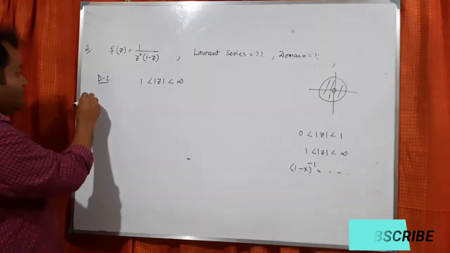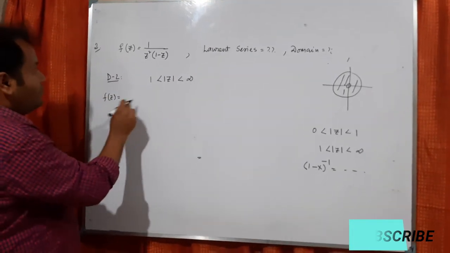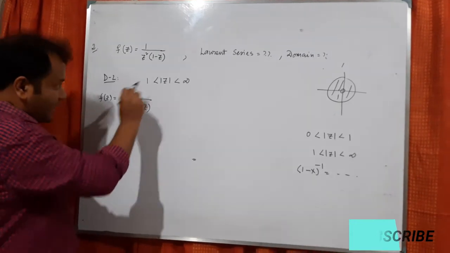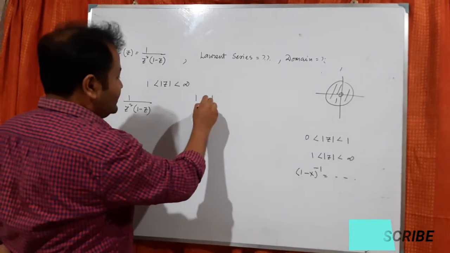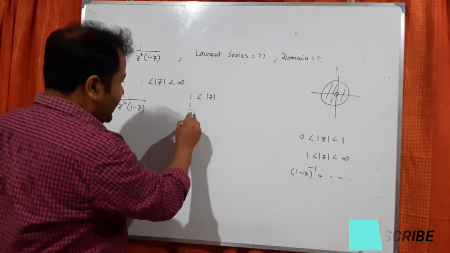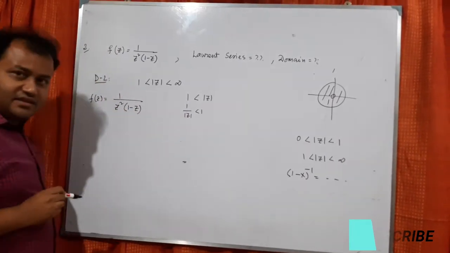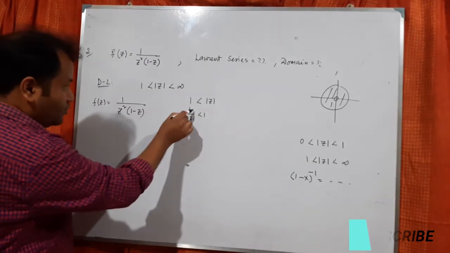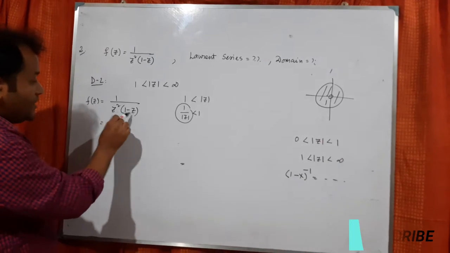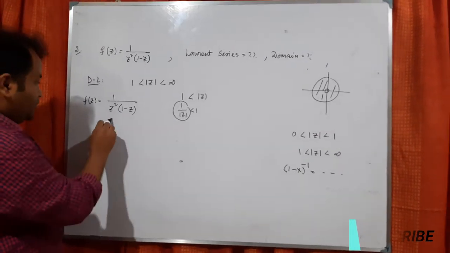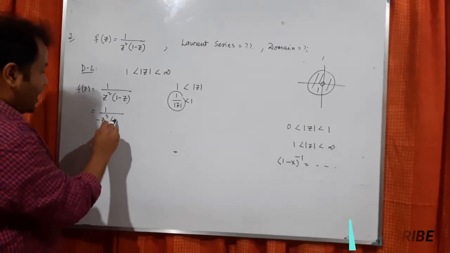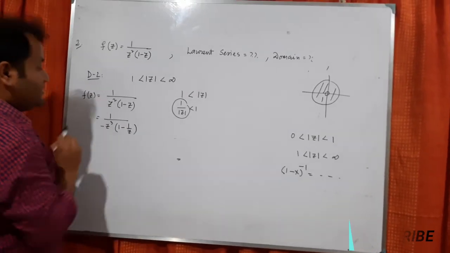Now again we take the function 1 by z square into 1 minus z. Now look into this one. What is there? 1 less than mod z. That means 1 by mod z is less than 1 if I take this here. So we want some term 1 by z. That means we have to take minus z common. So it should be minus z cube, then 1 minus 1 by z.